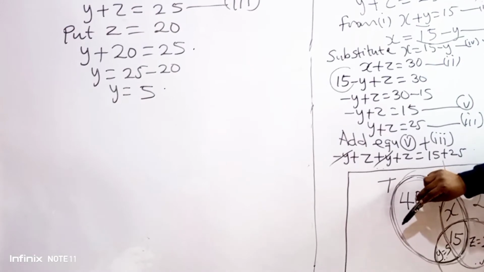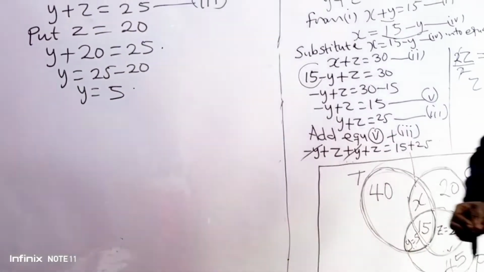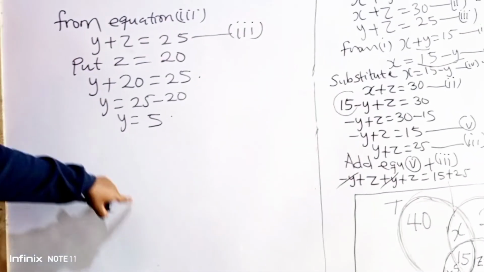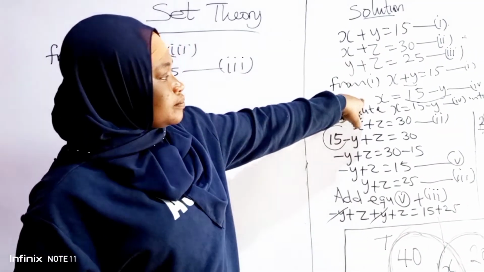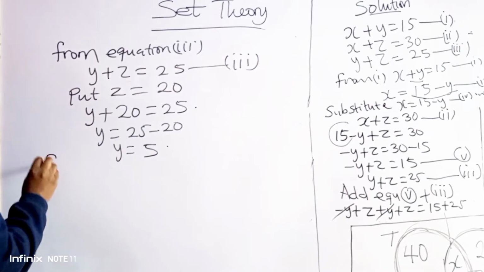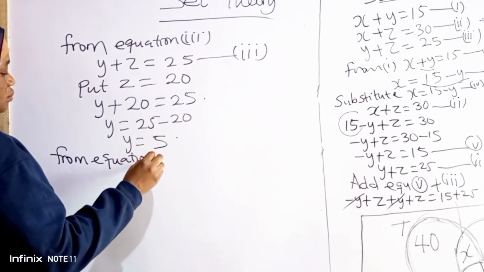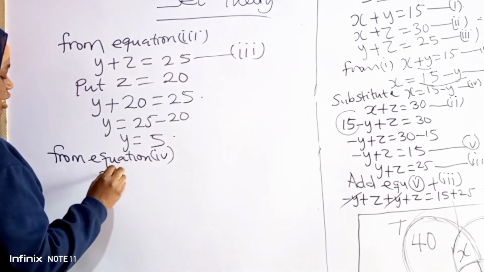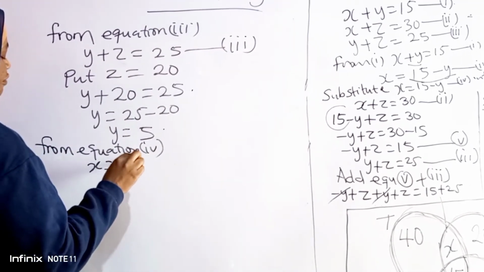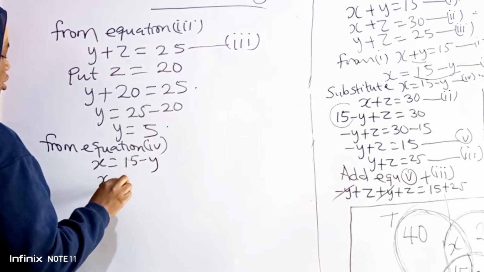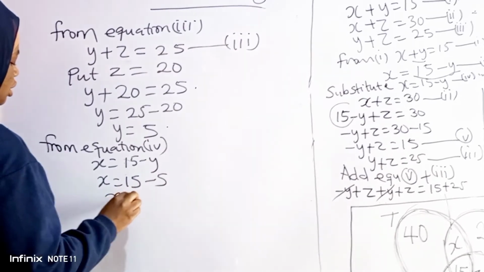Y is the daily times and daily punch only. So now, after getting the value of y, I can quickly find the value of x from equation 4. So from equation 4, x is equal to 15 minus y. So anywhere I see y, I put 5 there. So x is equal to 10.